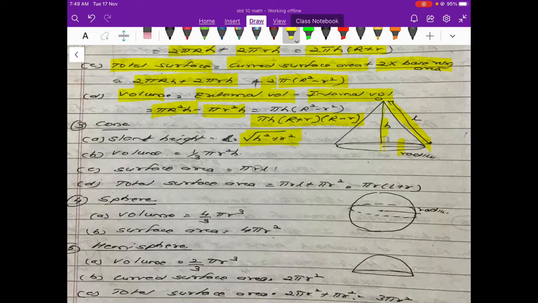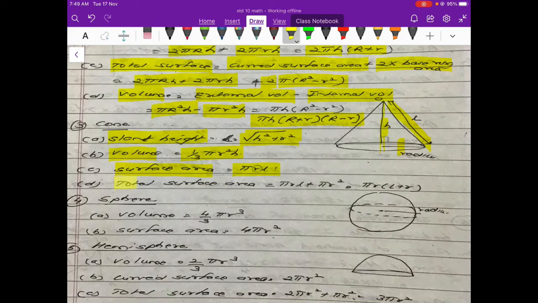In some sums they will not give you the slant height. The height and the radius will be given. We have to use this formula to find the slant height. Next comes the volume of a cone. It is simple. We have studied it in 9th standard also: 1/3 πr²h. Then comes the surface area. Now we have to take the slant height into consideration, so it is πrL.